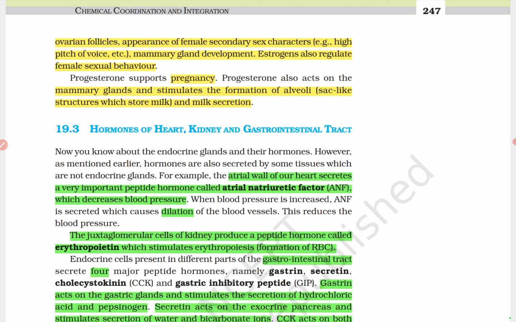Progesterone supports pregnancy. It also acts on the mammary glands to stimulate the formation of alveoli, where the milk is stored, and milk secretion.